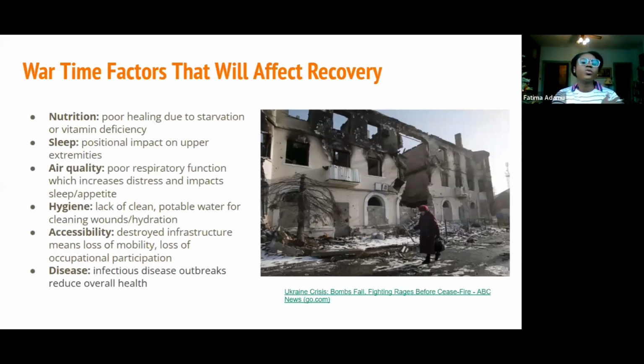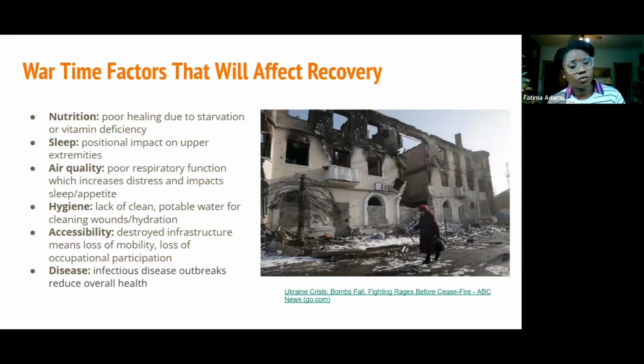So factors that will affect recovery in wartime would be nutrition, as I've mentioned before, poor healing due to starvation and vitamin deficiency. So bone healing timelines and wound healing timelines are going to be affected by this. Sleep, positional impact on upper extremities. Patients will often develop ulnar nerve symptoms from sleeping with their elbow bent. If you're in cramped conditions, you don't really have the luxury of putting your arm the way that you would like to. Some patients will develop radial palsy or wrist drop from sleeping on their humerus, on their upper arm.